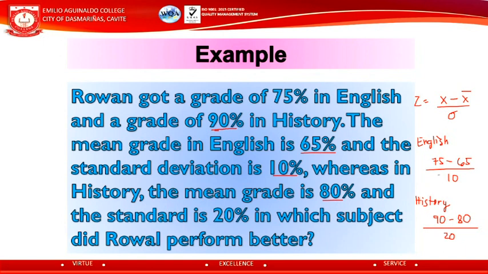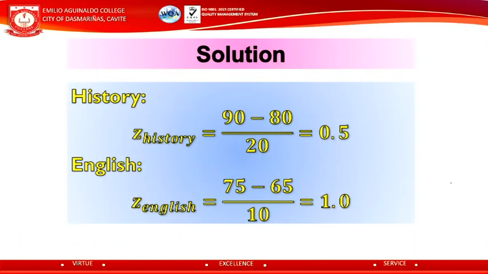So let's try to solve for this. So we have 75 minus 65 is 10 divided by 10. It will give us 1. Okay, and for the history, we have 90 minus 80. It is 10 divided by 20. It will give us 0.5. So based on the values, we can therefore conclude that Rowan performed better in English than history. So this will be our solution. Again, as we can see the values, Rowan has performed better in English in comparison to the history.